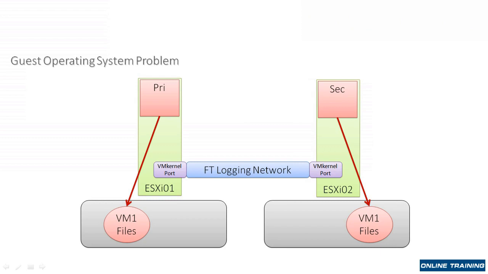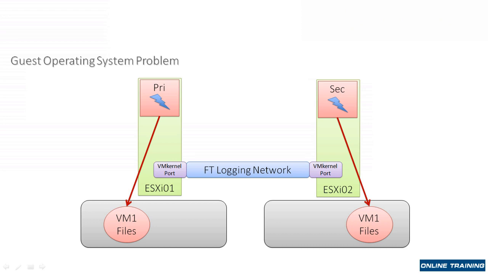Now, the only thing you have to kind of think about with fault tolerance is, what if something happens at the guest OS level, right? So for example, let's say that we have the Windows blue screen of death, right, in our primary here. Something happens within Windows that creates a problem. Well, the bad news is fault tolerance is going to immediately replicate that change to the secondary virtual machine. So fault tolerance does not give us any protection from a failure within the guest operating system.